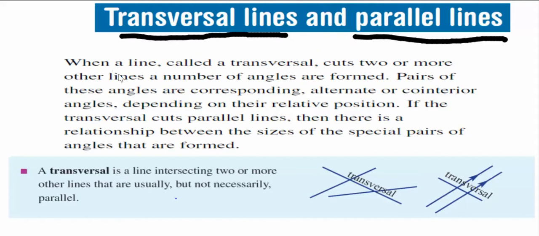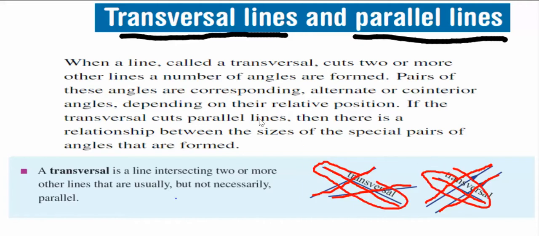Alright, so when a line called a transversal cuts two or more other lines, a number of angles are formed. The first thing we're going to talk about, before I get to that, is what a transversal line is. If we have two lines, as you can see in both these diagrams, a line going through there, a line through there, two parallel lines, the transversal line cuts those two lines, okay? So that's what we call a transversal line. It's that one there, and that one there.